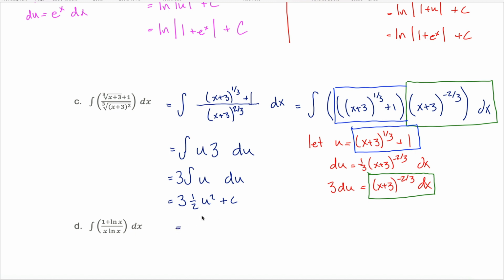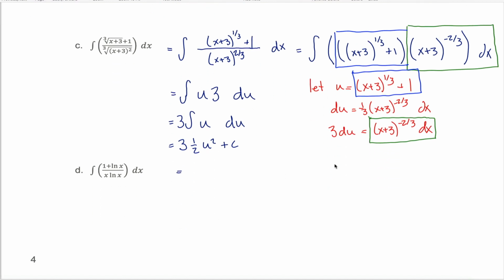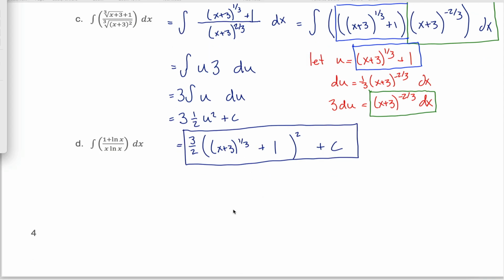And we finished the problem by just changing u's back into what they're equal to. So I got 3/2 times, and then instead of writing u squared, I'll write x plus 3 to the 1/3 power plus 1 squared. And then I tack on my constant. Let's do one more and then we'll call this video good.